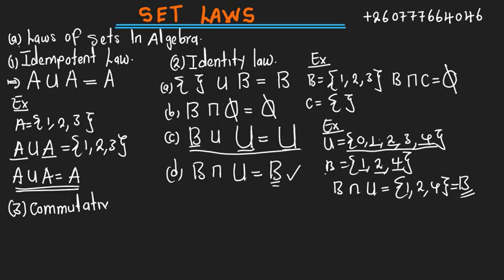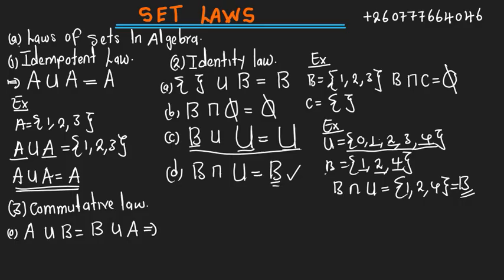Commutative law. What does the commutative law state? The commutative law simply states that if you've got a set A and this set A is uniting with set B, then this can also be written in the order B uniting with set A.